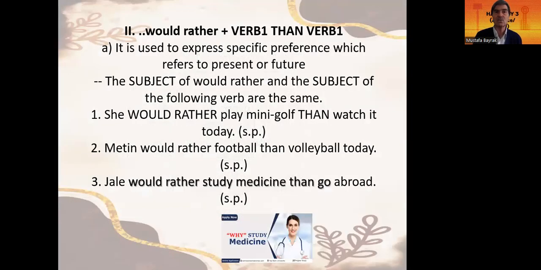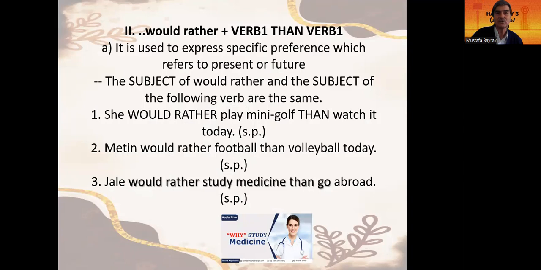Now, Roman number 2, would rather plus verb 1, then. Would rather, again, attention please, would rather plus verb 1 and then, only then, not rather than. Maybe because there is already a rather after would, okay? I would rather play than watch a football match, for example.